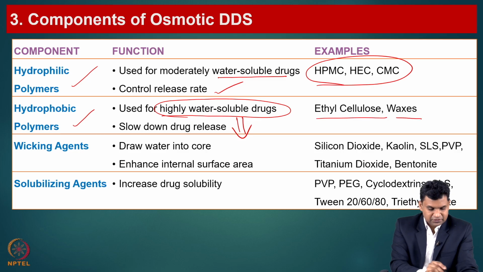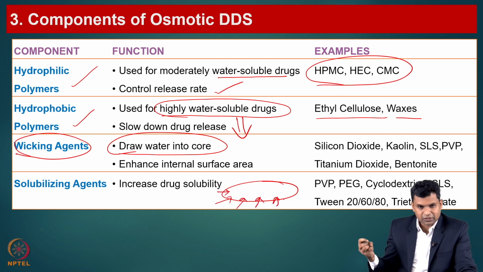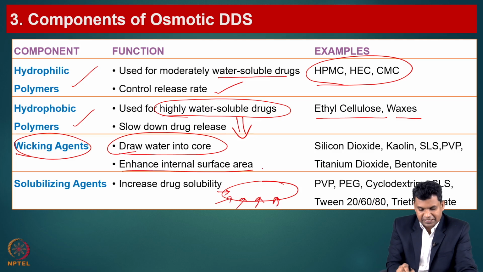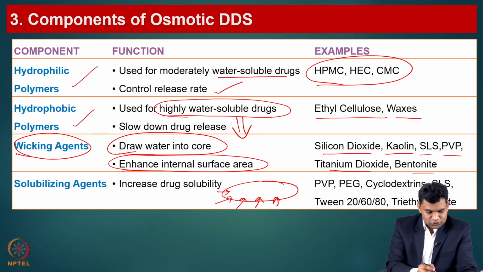Wicking agents will draw the water into the core of the implantable devices or osmotic drug delivery system. These wicking agents help the water entry into the core, and will absorb the water into the system and enhance the internal surface area. These are molecules like silicon dioxide, kaolin, sodium lauryl sulfate, polyvinyl pyrrolidone, titanium dioxide, and bentonite, which can work as wicking agents. Solubilizing agents are required that will increase the drug solubility.